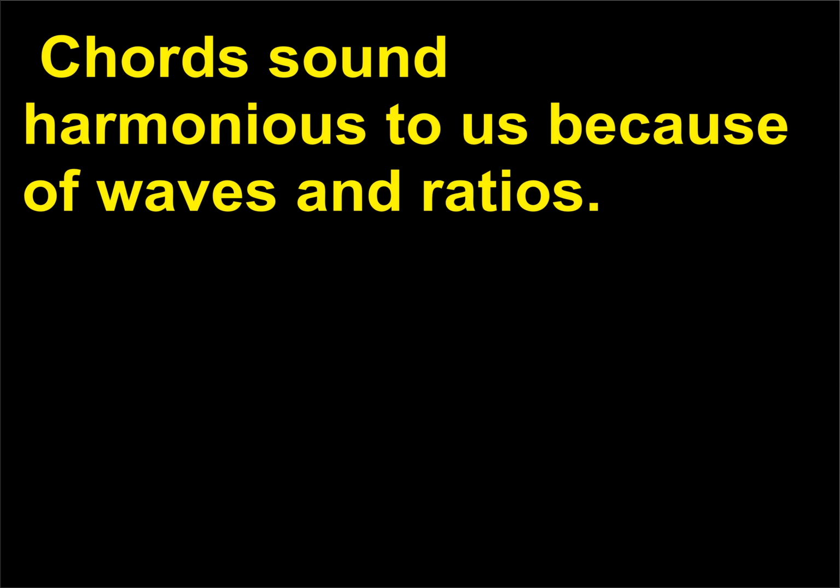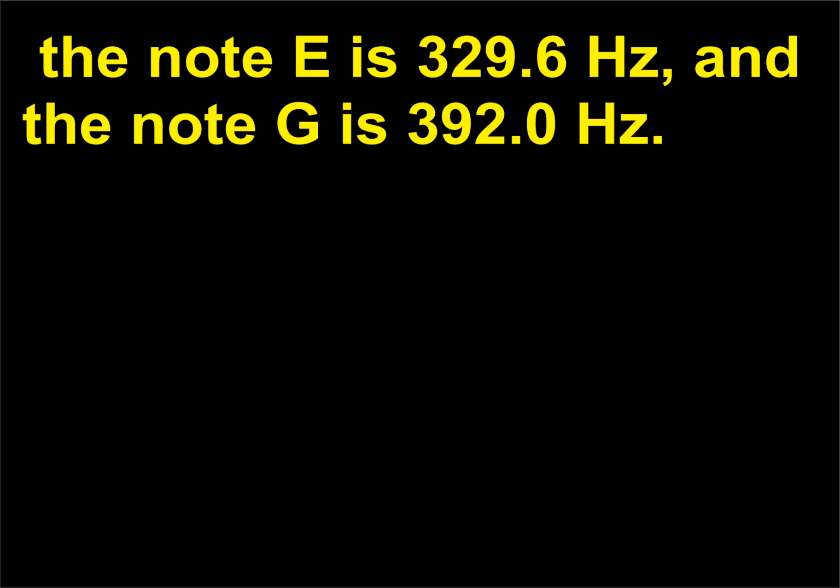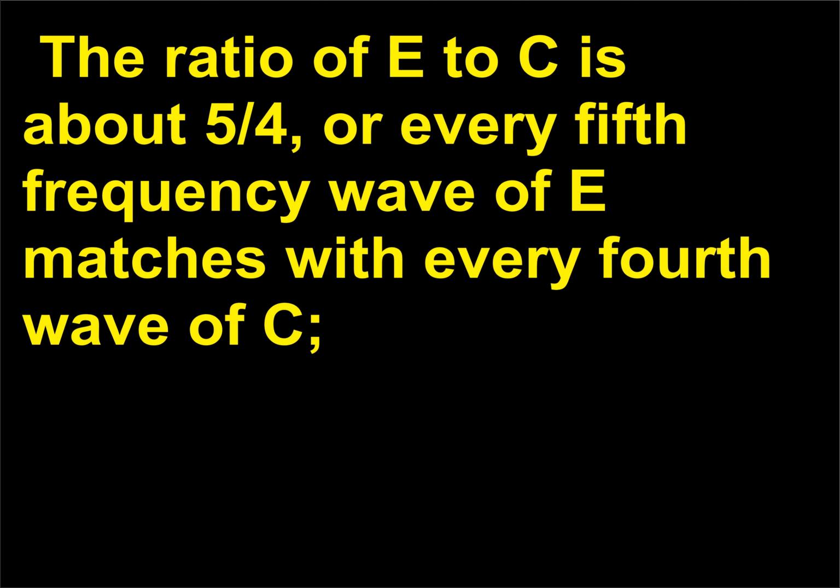Chords sound harmonious to us because of waves and ratios. For example, take the C major chord, in which the note middle C is 261.6 Hz. The note E is 329.6 Hz, and the note G is 392.0 Hz. The ratio of E to C is about 5/4, or every fifth frequency wave of E matches with every fourth wave of C.